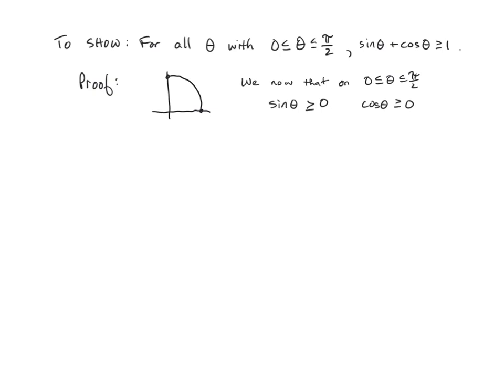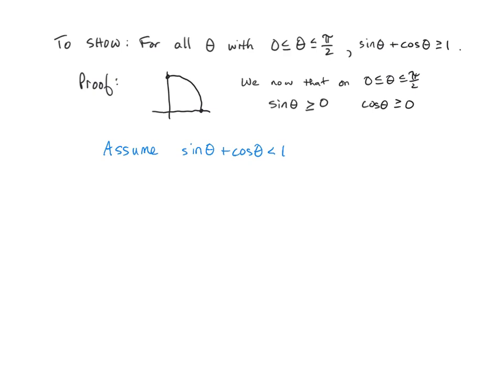So we're going to go back to the original statement, sine theta plus cosine theta is greater than or equal to 1. That was our conclusion. So we are going to assume the opposite. So assume that sine theta plus cosine theta is less than 1. So that would be the opposite of greater than or equal to 1.